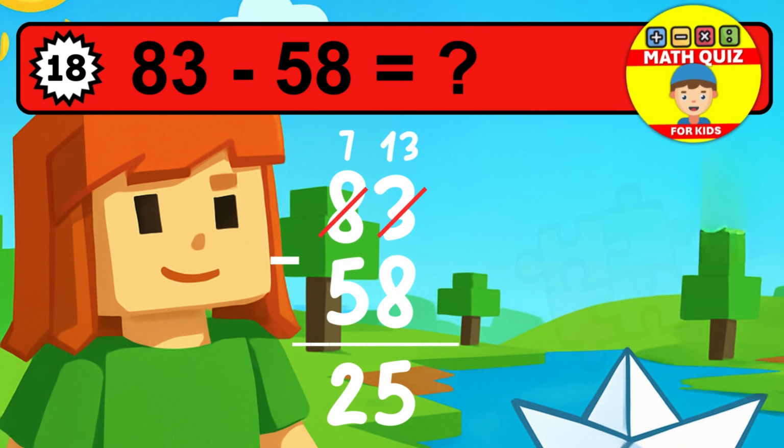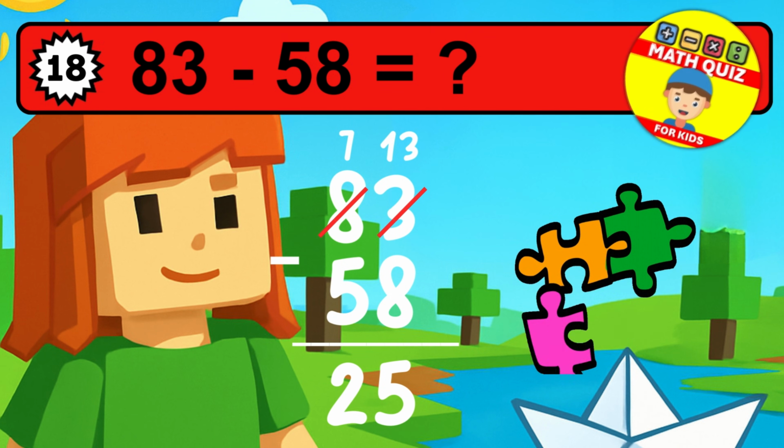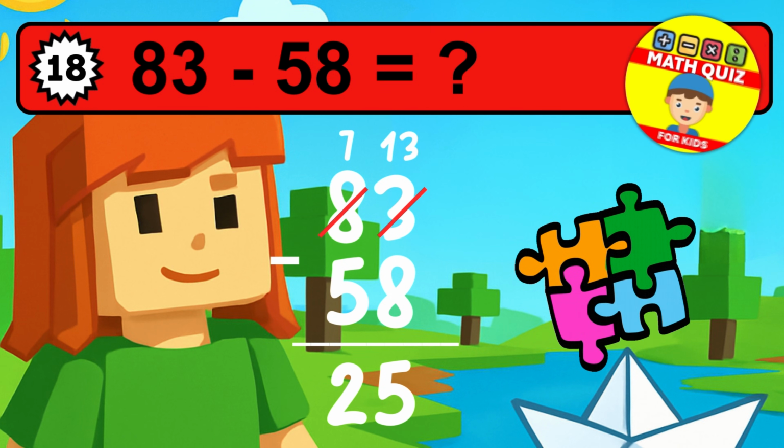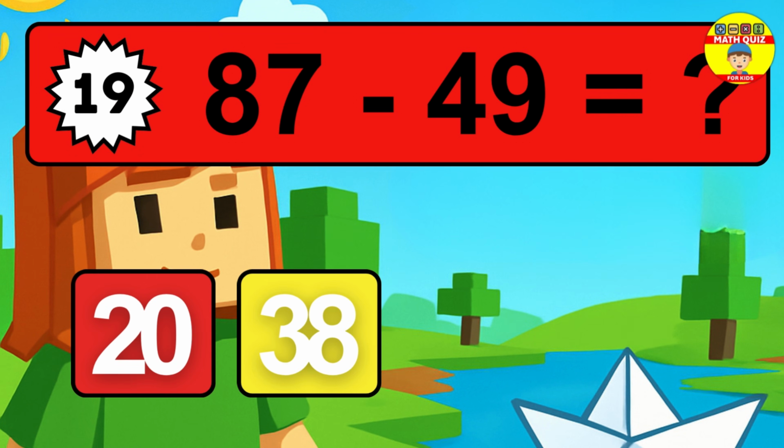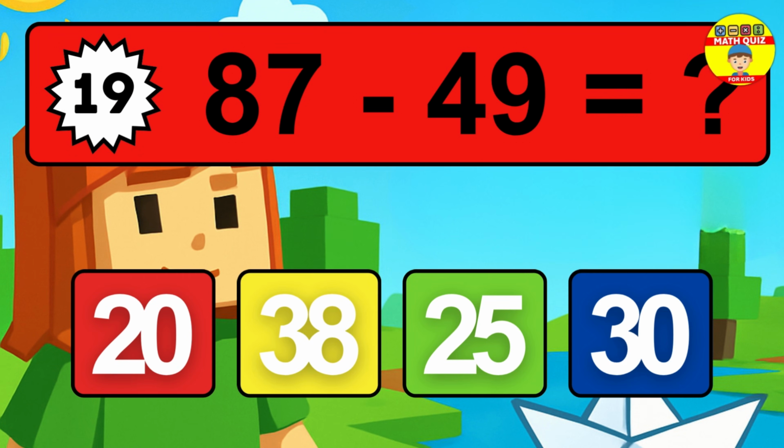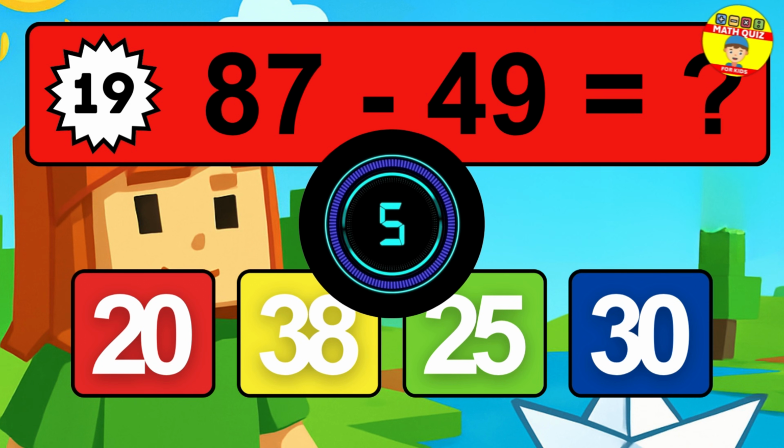Then we go to the tens. 7 minus 5 is 2. The final answer is 25. What is 87 minus 49? Time to think.